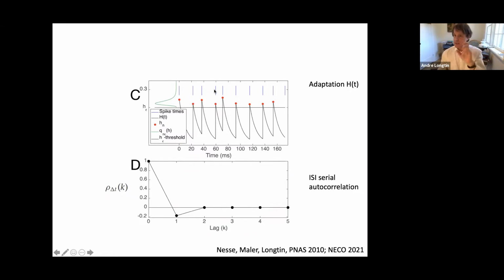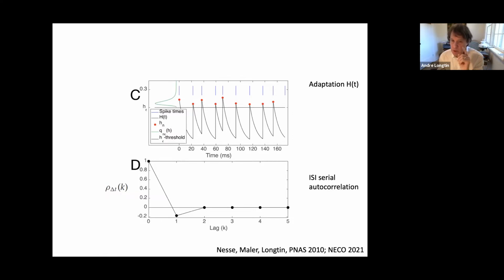So that's why you get these negative correlations. Now you can therefore calculate the interval correlations here, okay? And this is what's represented here, the interval correlations as a function of lag. And you see that at lag 1, you have a negative correlation. So longs followed by short intervals on average and vice versa.